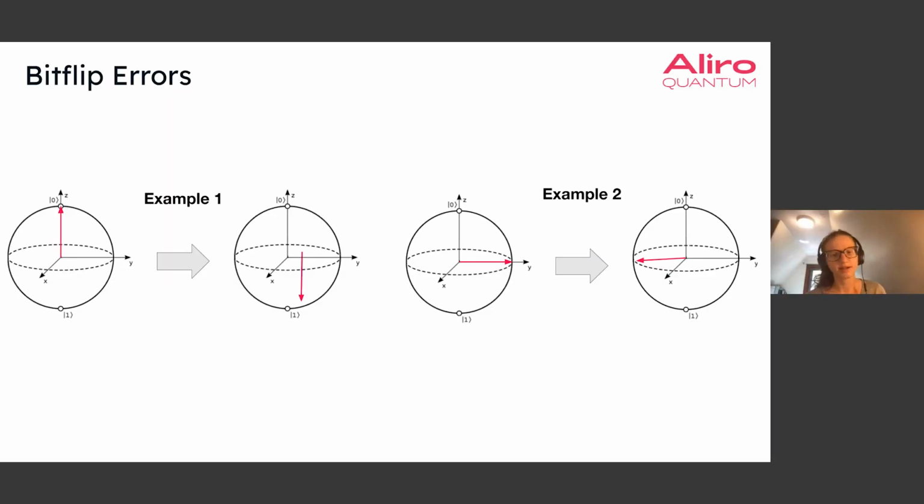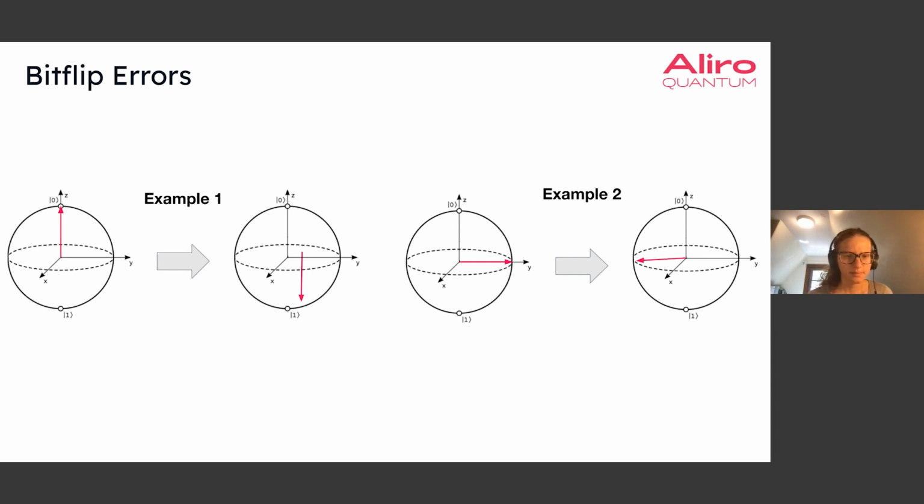And now that we understand the Bloch sphere, we can understand how bit flip errors work on qubits. So bit flip errors are a good place to start because they have a really intuitive analog in classical computing. Basically, a bit flip error in a classical computer is just when a 0 becomes a 1 or a 1 becomes a 0. So in the quantum world, the bit flip error is very similar.